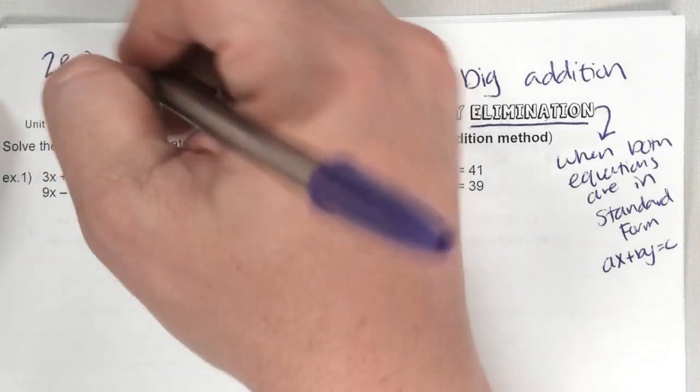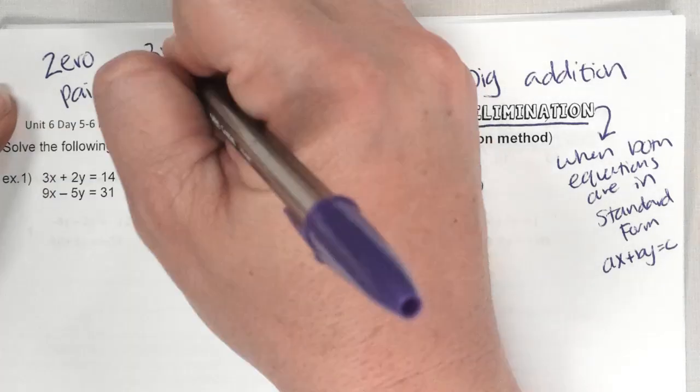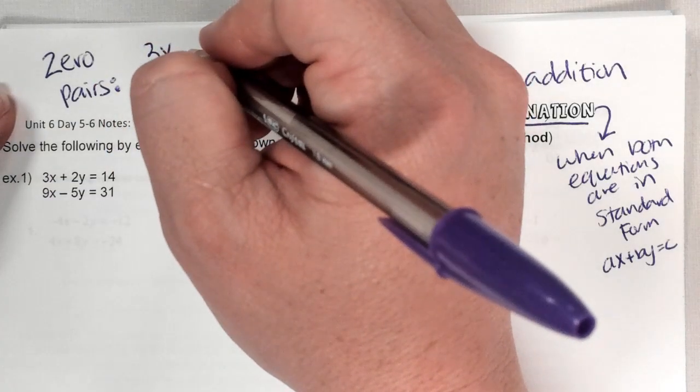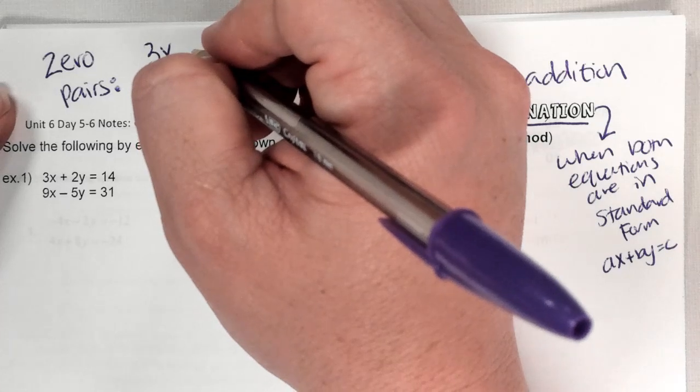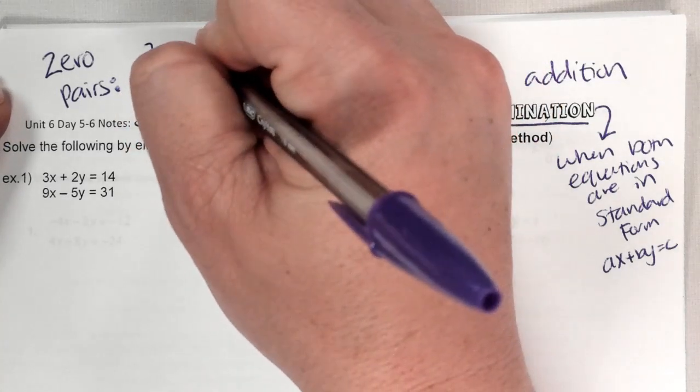Okay, zero pairs. Examples of zero pairs. If I have 3x, what would cancel 3x? 3x? 3x cancels 3x? Oh, no. What would make 3x equal 0? A negative 3x.